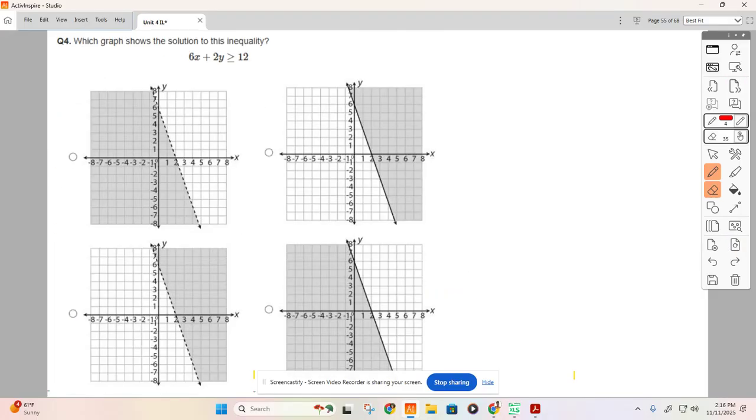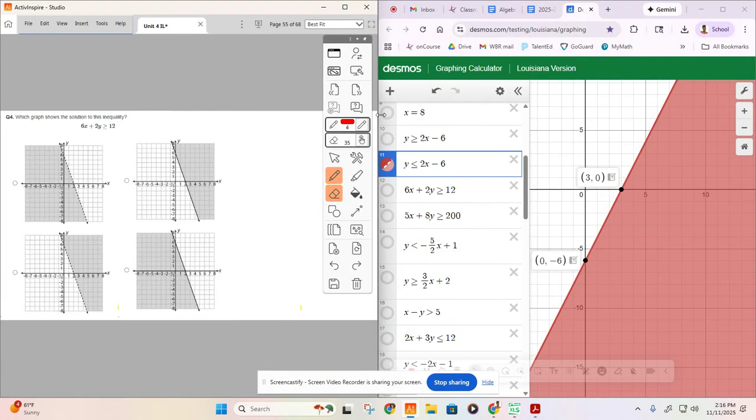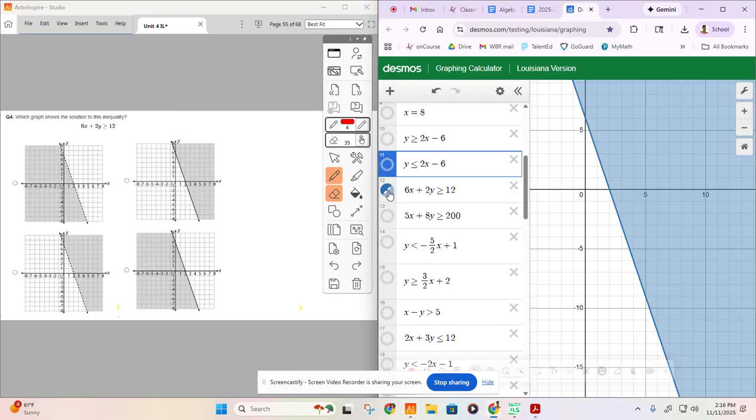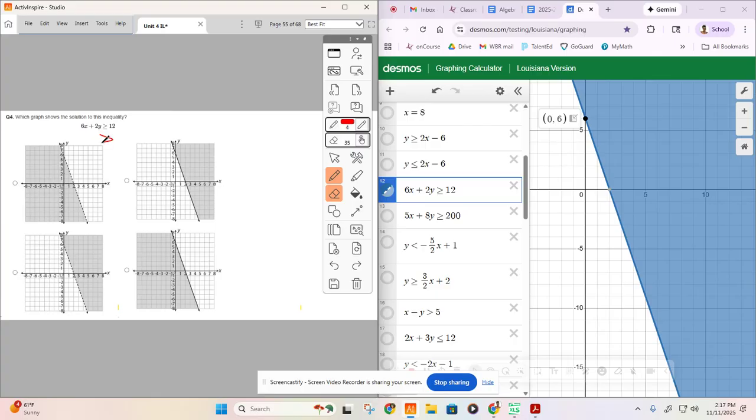All right, let's look at the next one. Which graph shows the solution to this inequality? Again, I'm just going to go to Desmos and type this in. 6x plus 2y is greater than or equal to 12, and I want to see which one of these matches. There are two that are going in the same direction, but I noticed that this is a greater than or equal to, which means neither one of the dotted lines could be correct. It's going to be a solid line because of that equal to, and it's shading above the graph, so it's this one here. Yes.